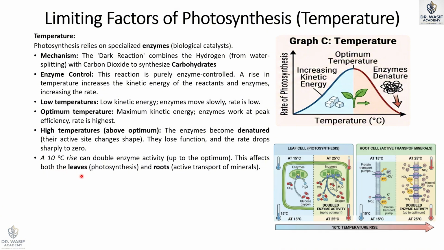Interestingly, a rise of just 10 degrees Celsius can often double enzymatic activity until the optimum level is reached. This not only helps the leaves make food, it also helps the roots actively transport minerals from the soil.